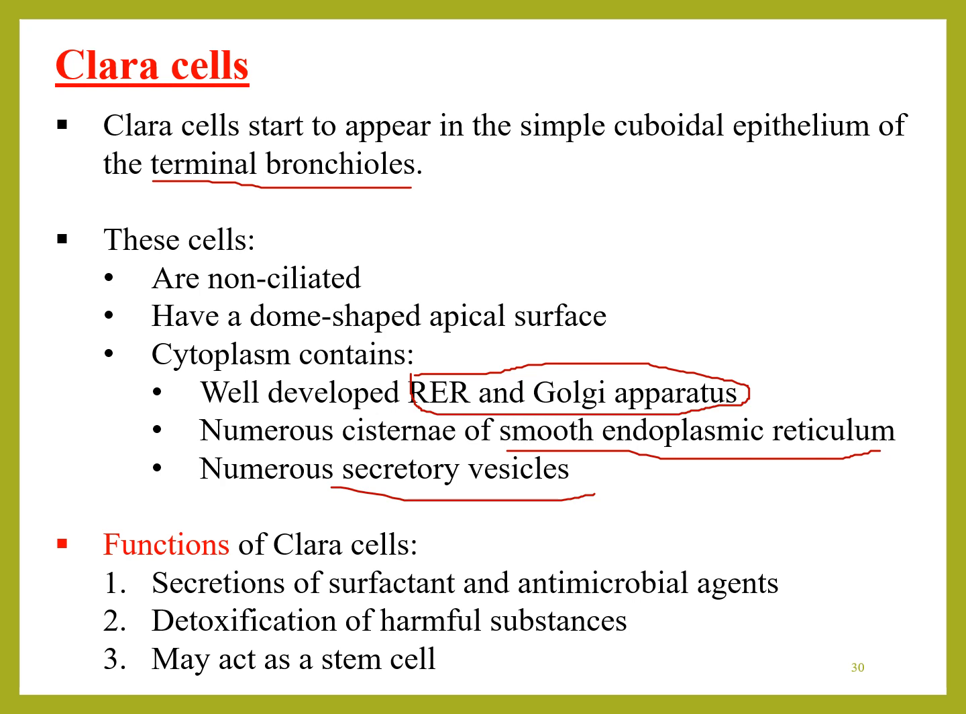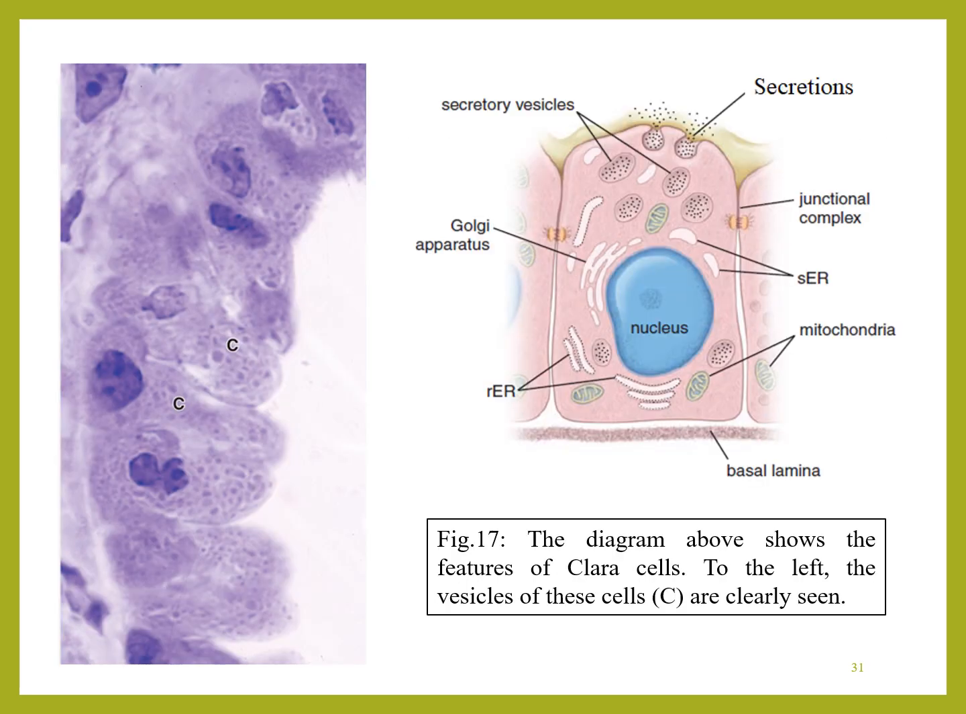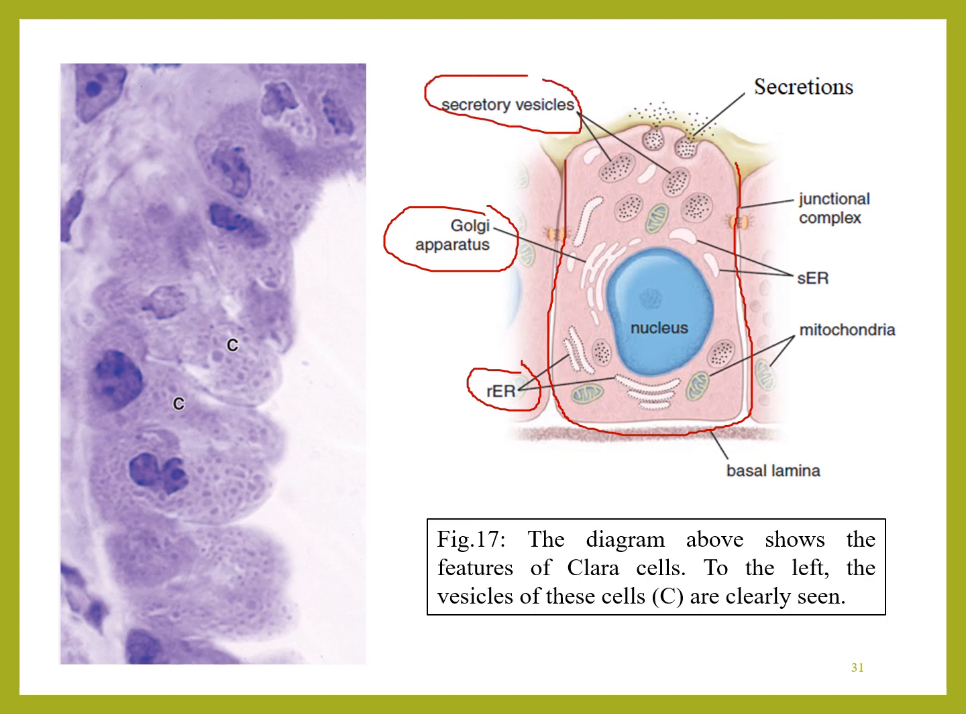And actually, this is the function of Clara cells. Secretions of surfactant and antimicrobial agents, detoxification of harmful substances, and they may even act as stem cells. So these are all important functions for Clara cells. Look at this diagram here. This is Clara cell. Rough endoplasmic reticulum, Golgi apparatus, and here we have secretory vesicles, produces the secretion to the outside. In this view here, this is Clara cell. The view on the left, we have Clara cells. The small dark dots here, these are the secretory vesicles of Clara cells.